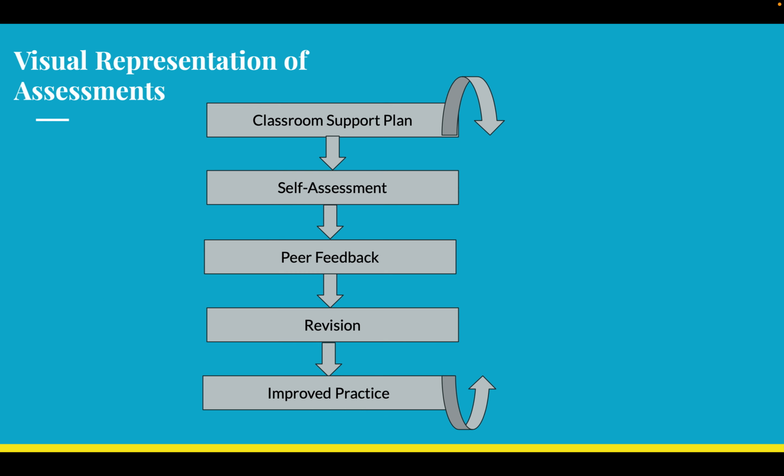This diagram illustrates the assessment as learning cycle used within the mini unit. Participants begin by creating a classroom support plan. Then they complete a self-assessment, receive peer feedback, revise their work, and improve their professional practice. The process is continuous because educators can use feedback and reflection to further refine their classroom supports over time. This cycle demonstrates how assessment can serve as a tool for learning and growth rather than simply a measure of achievement.